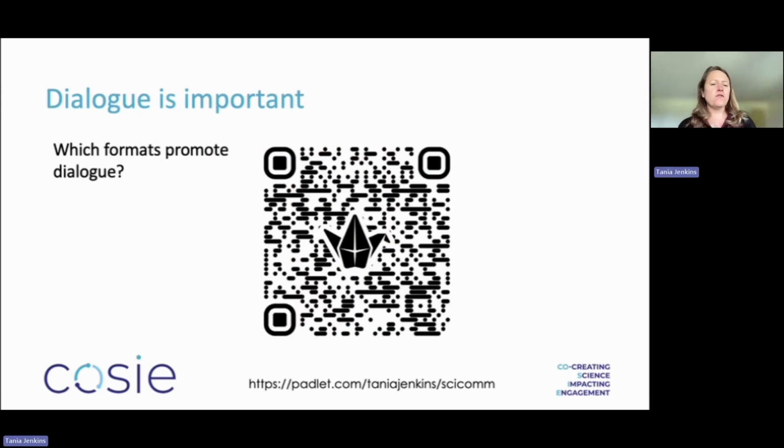So which formats actually promote dialogue? Now I'd like you to go back to the Padlet that you were on previously and put a little heart next to the formats that you've seen on this Padlet. And you can comment on other people's posts or add notes and say which formats actually promote dialogue.